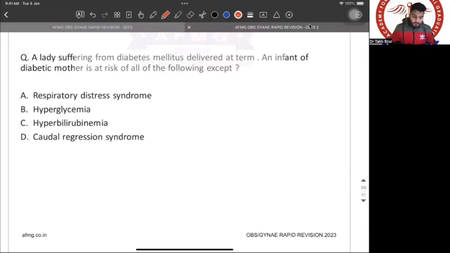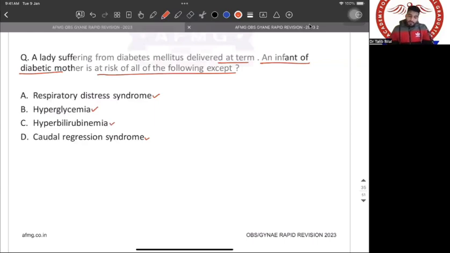A lady suffering from diabetes mellitus delivered at term. An infant of the diabetic mother is at risk of all the following conditions except: respiratory distress syndrome, hyperglycemia, hyperbilirubinemia, caudal regression syndrome.